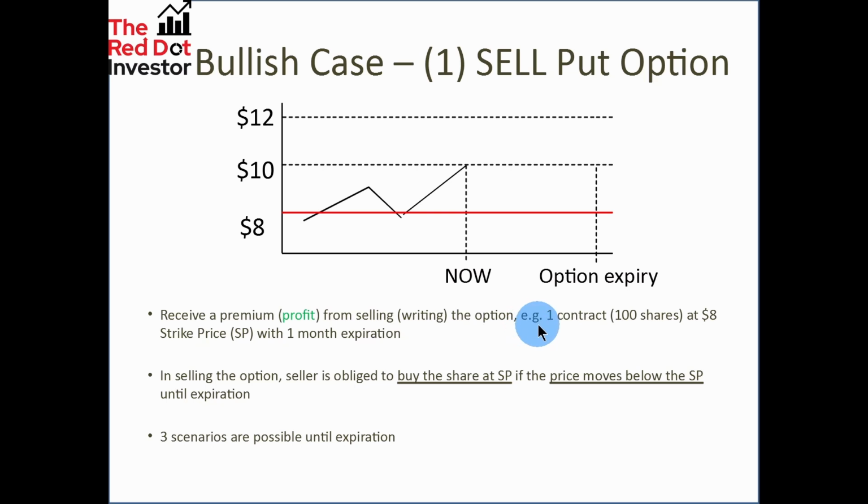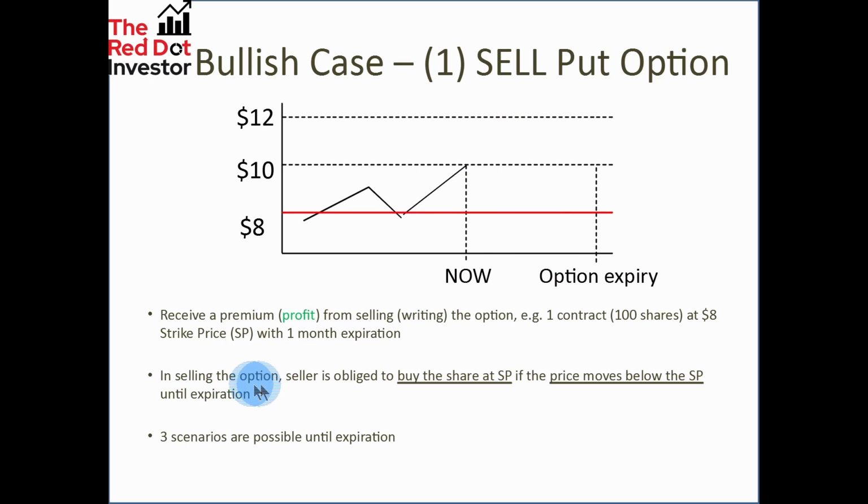The example given here is one contract which equates to 100 shares at $8 strike price with 1 month expiration. So let's look at this. So right now the share price is trading at $10, and we will sell the put option at a strike price of $8, which is this red line here. So we expect the share price to move up and not come below the $8.